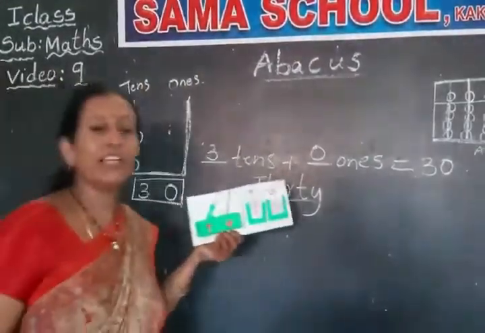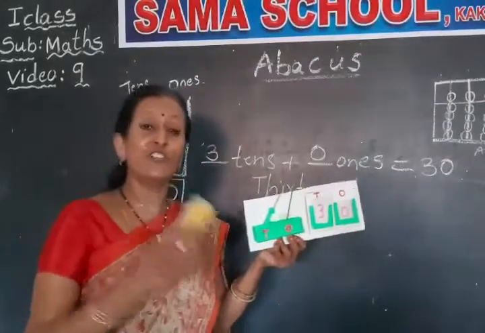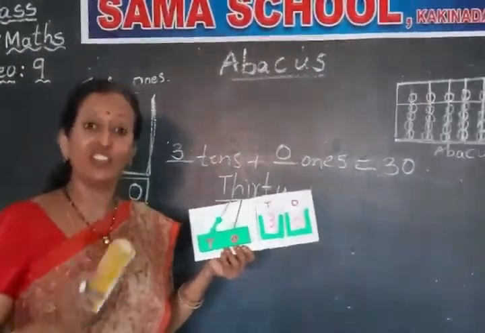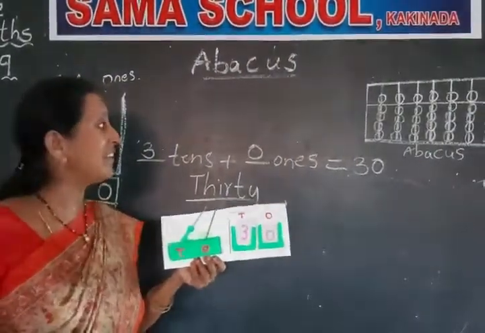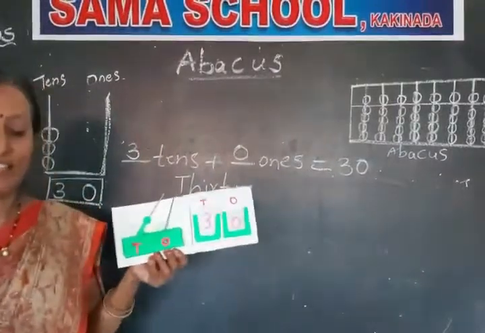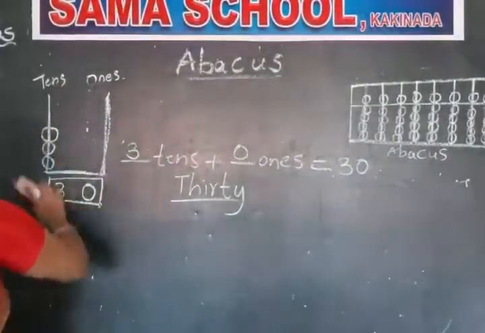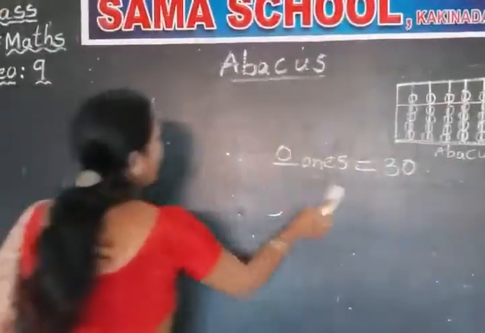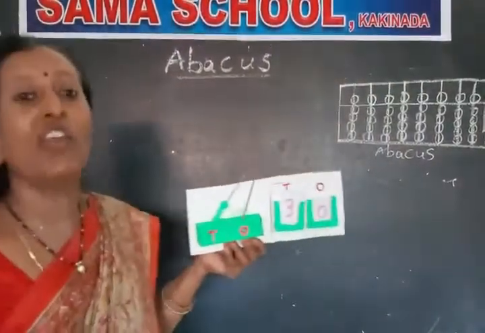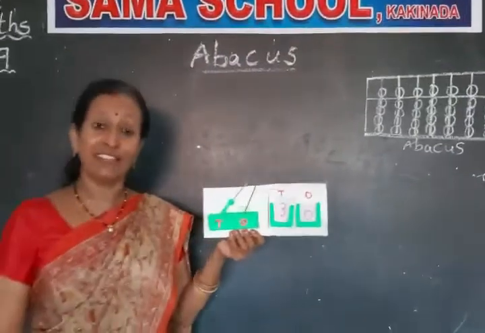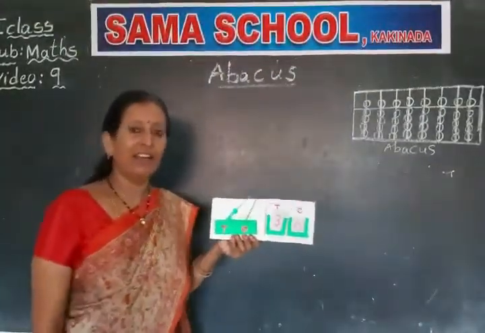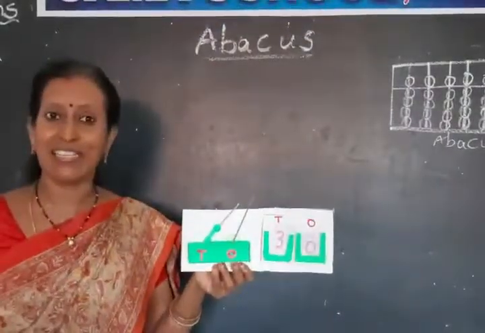That is the abacus. And the abacus means what? The instrument with which we can write the numbers, understand and count the digits of the number, meaning the place values. Do you understand what is the abacus? Abacus is the instrument with which we count the numbers and understand the place value of the digits.